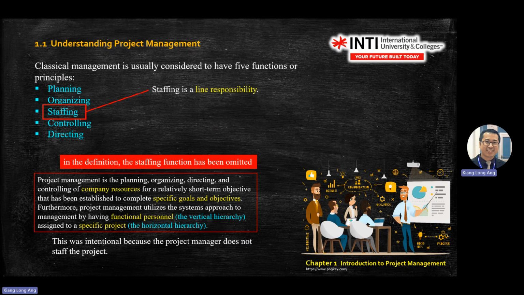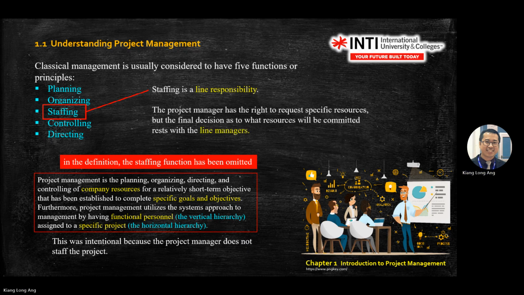Staffing here is a functional line responsibility. You are the project manager. You need to talk to the line manager or functional manager to get the resources from the functional line, because as a project manager you don't have the resources. The one who has the final say of releasing the resources is the functional manager. If you want to loan somebody from production, you need to talk to the production manager. Want to use a certain machine, you need to talk to the production manager. So this is the meaning of staffing.